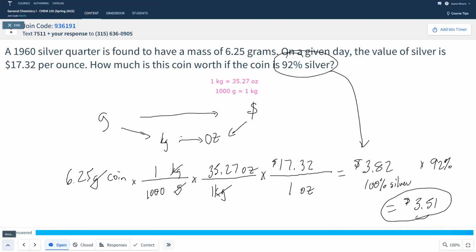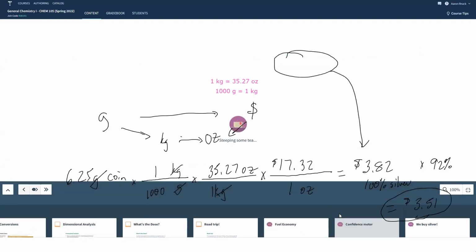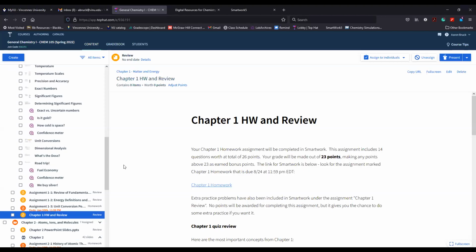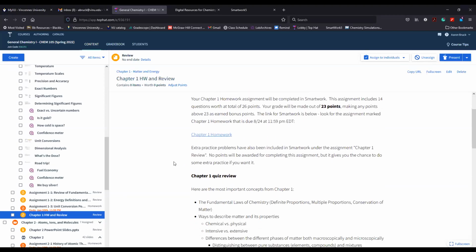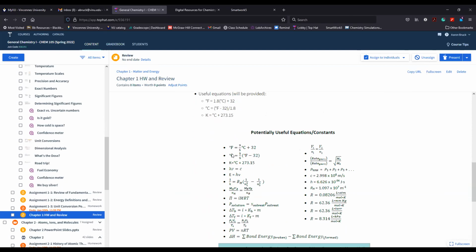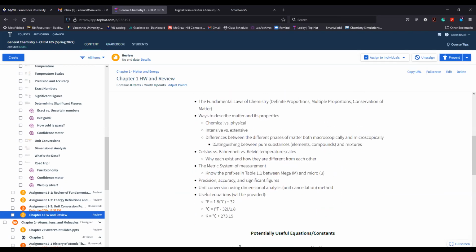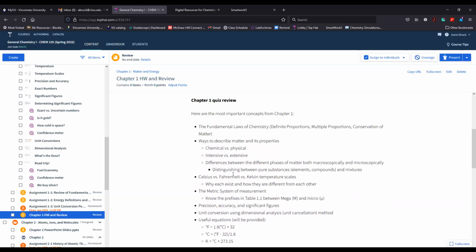All right, so a couple of things I want us to do as we're closing up for today. The chapter 1 review here tells you, hey, this is what your homework assignment looks like, and here's how to study for the chapter 1 quiz. Here are the things that you need to know how to do. Here are the useful equations that'll be useful to you.